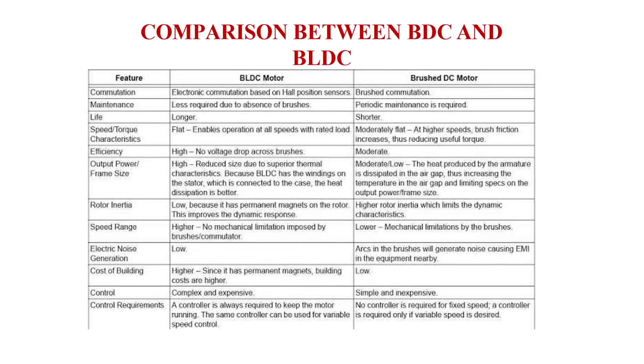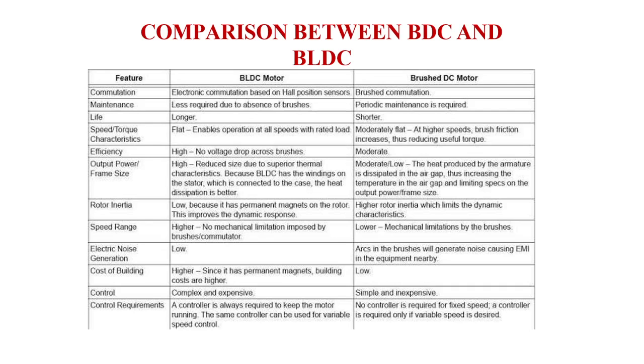Now let us see the comparison between a brushed DC motor and a BLDC motor. Looking at commutation, a BLDC motor uses electronic commutation based on Hall position sensors, whereas a brushed DC motor uses brushed commutation. A BLDC motor requires less maintenance due to the absence of brushes, and a brushed DC motor requires periodic maintenance because of the presence of brushes. The life of a BLDC motor is longer, whereas the life of a brushed DC motor is shorter.